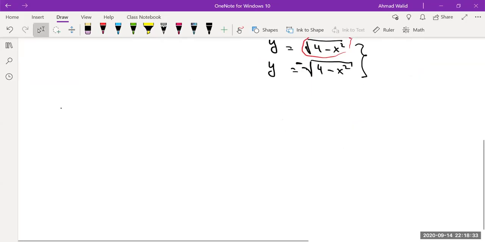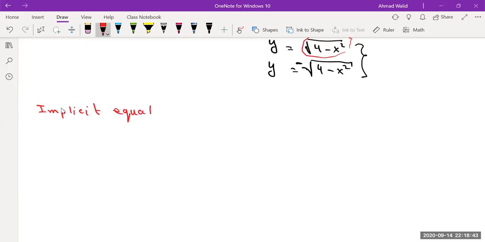Then let me put a simple definition here for you. Implicit equations can define more than one function of x.